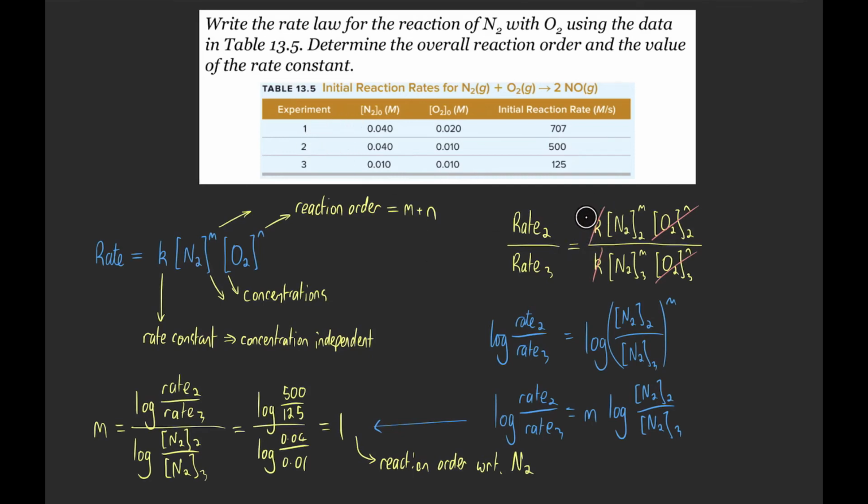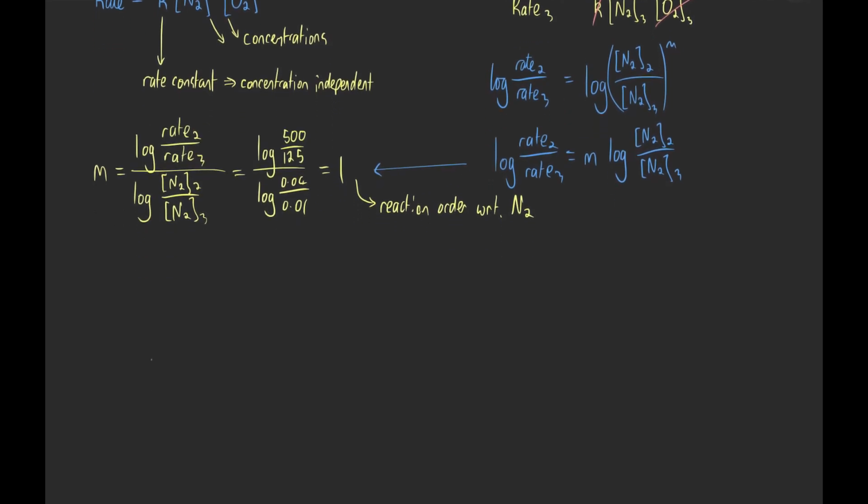We can cancel out k's, and we can cancel out, in this new case, the N2's, and we'll get an expression for n which we can rearrange into a form that looks very much like this. So when we actually do that, n is equal to the log of the ratio of rate 1 divided by rate 2, divided by the log of the concentration of oxygen in experiment 1 divided by the concentration of oxygen in experiment 2.